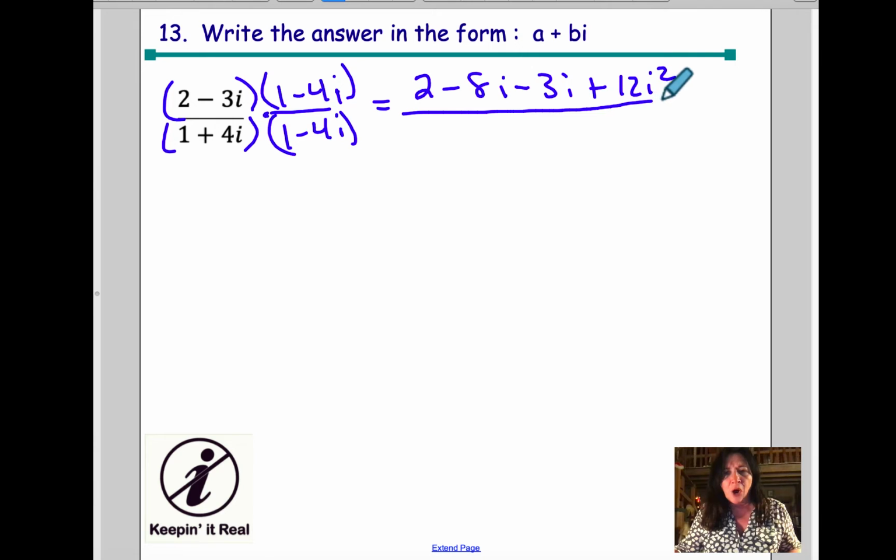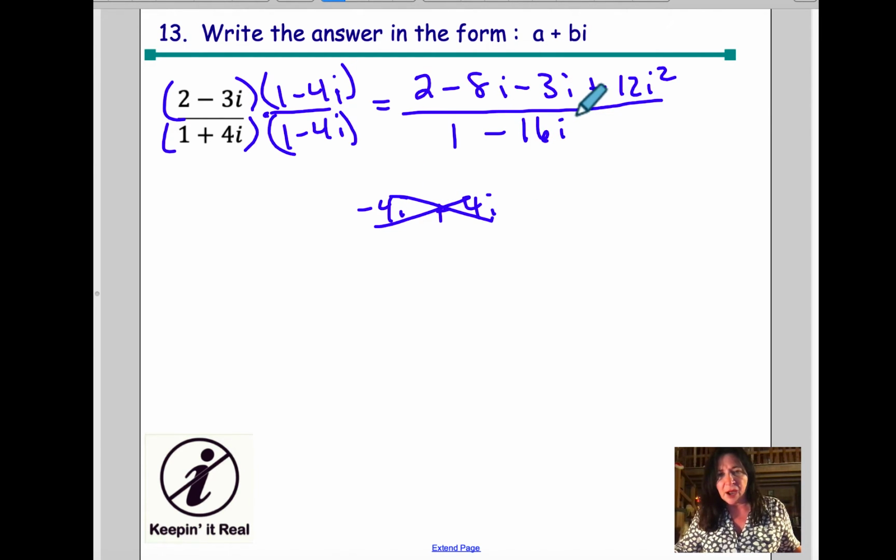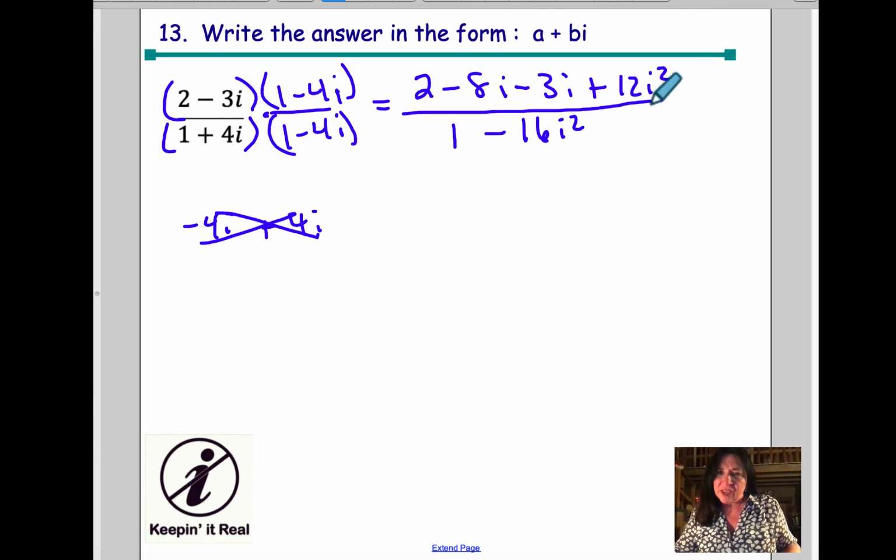And this will be all over 1, and then the negative 4i, right? And then the positive 4i are gone. They are going to cancel out. And then I get minus 16i squared. All right. So looking at the top, I see i squared is negative 1. So this is 2 minus 12, which is negative 10.